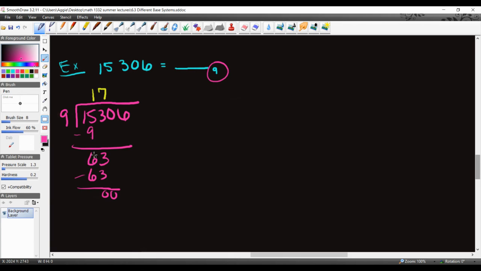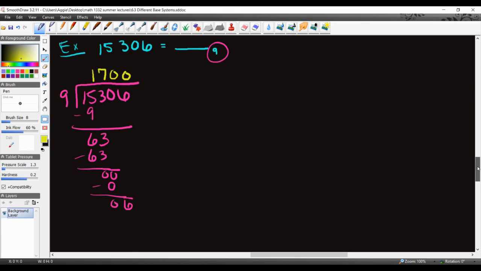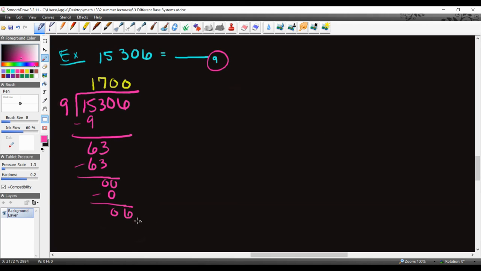We can bring down that 0. 9 goes into 0 0 times. 0 times 9 is 0, so we still have 0. We have that 6 down here. 9 goes into 6 0 times, so 0 times 9 is 0. So it looks like our remainder for this one is 6. If you got the pattern, this would be our first number for base 9, the units place, okay? Now we're going to jump over to the next part.